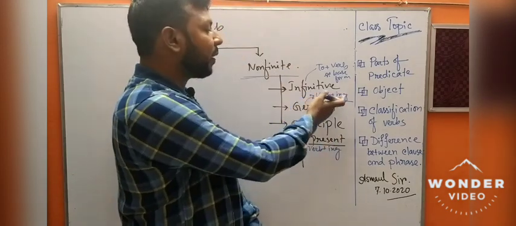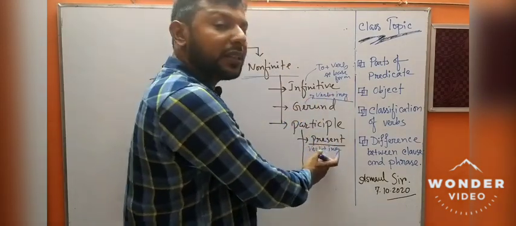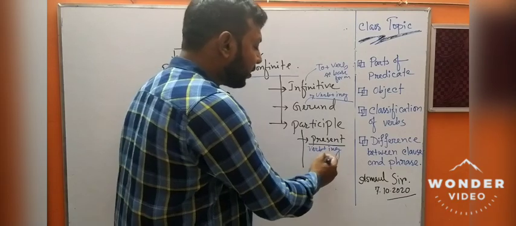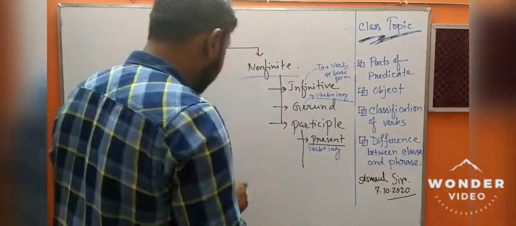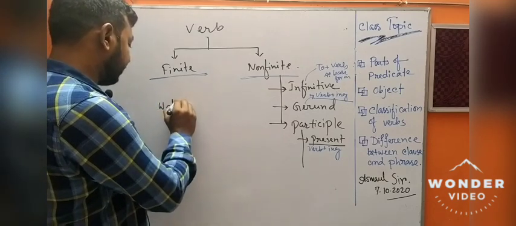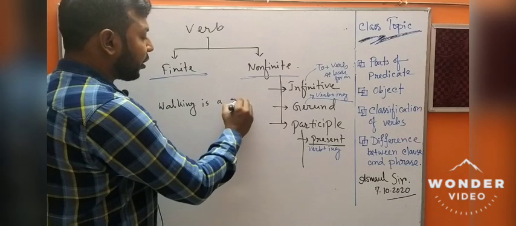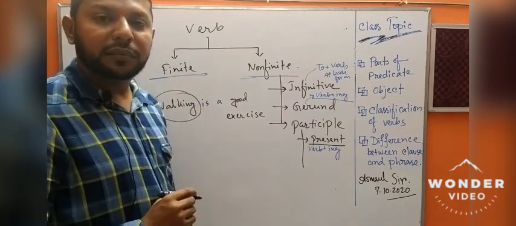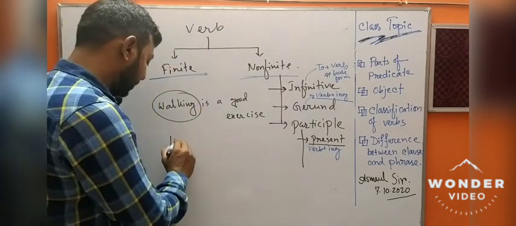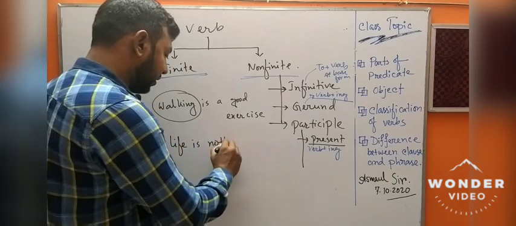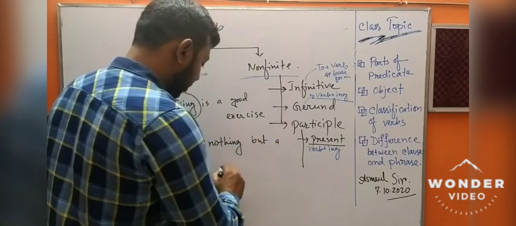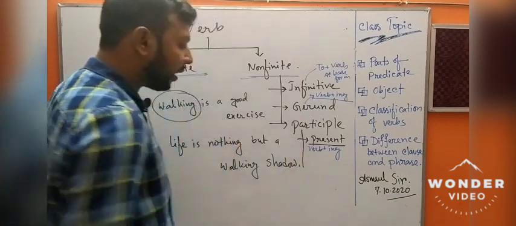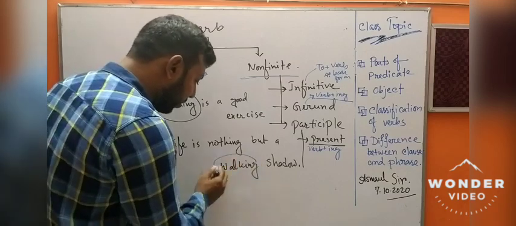First, present participle. Here the gerund is verb plus ing, and the present participle is also verb plus ing. So, what is the difference between present participle and gerund? The function of the present participle is adjective. Give me an example. Walking is a good exercise. Here walking is verb plus ing. Life is nothing but a walking shadow. Here is another verb plus ing, walking.